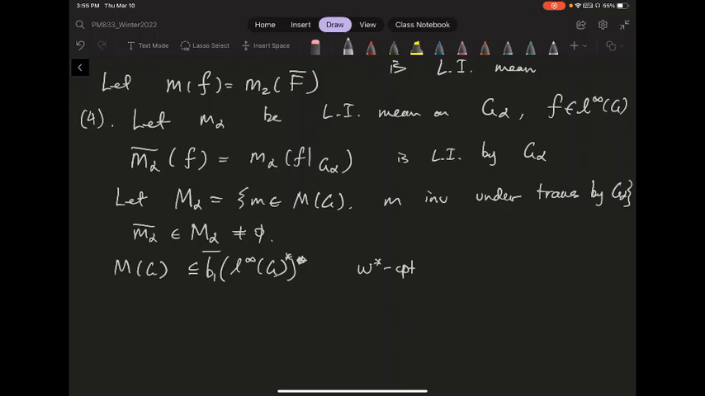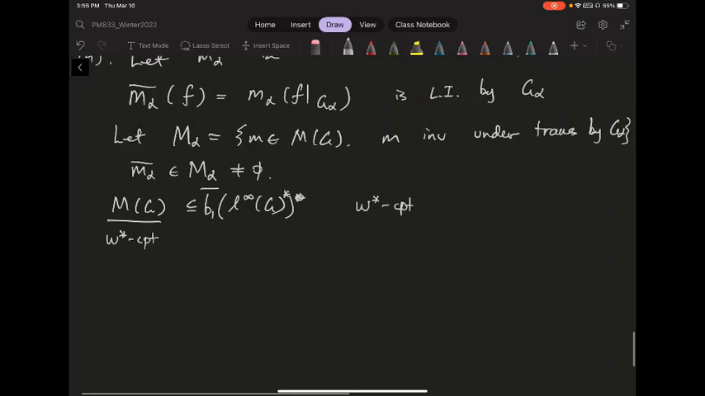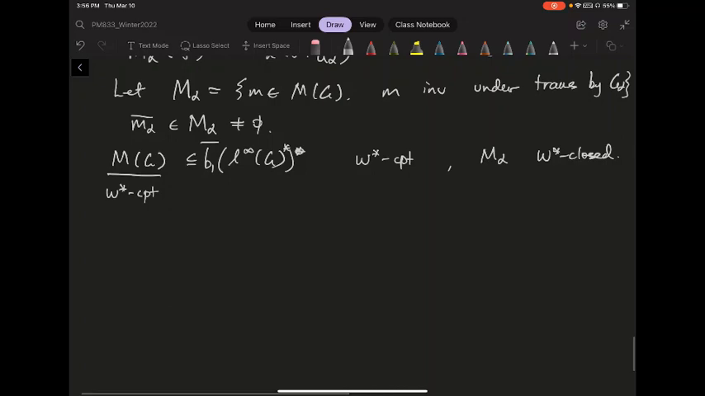Because they're weak star compact, your M of G is also weak star compact. You can check it's closed in the weak star topology. If you take a weak star limit, it will preserve the left invariance for sure. So you have a weak star compact set. All the means are weak star compact, and each of these M alpha is also weak star closed. That's also pretty clear, you take the weak star limit again. And I just basically need to show they have the finite intersection property.